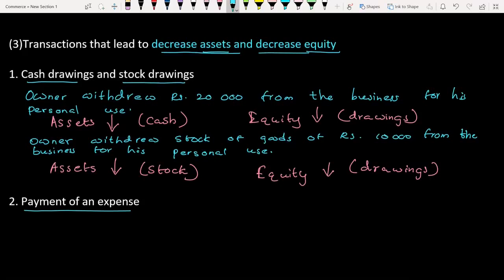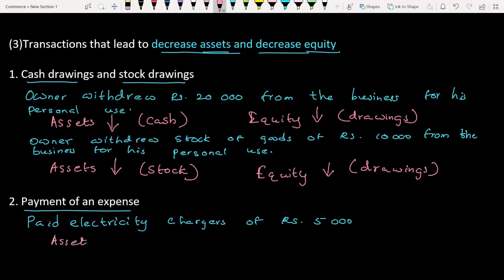So let's say that the business paid electricity charges of, let's say, rupees 5,000. Now what happens because of this transaction? Assets of the business will reduce.